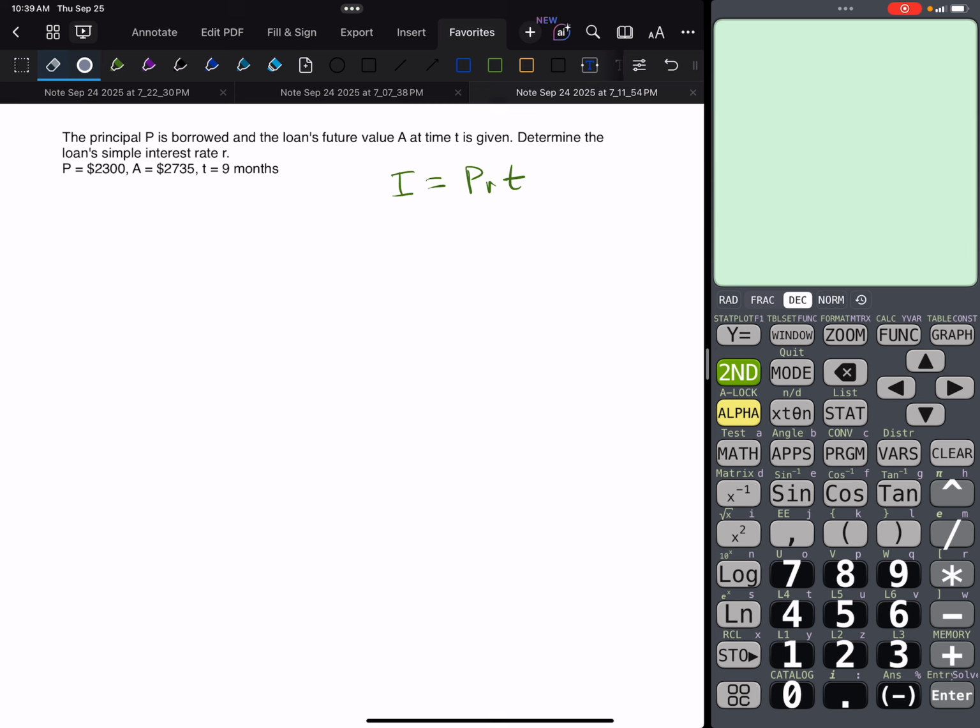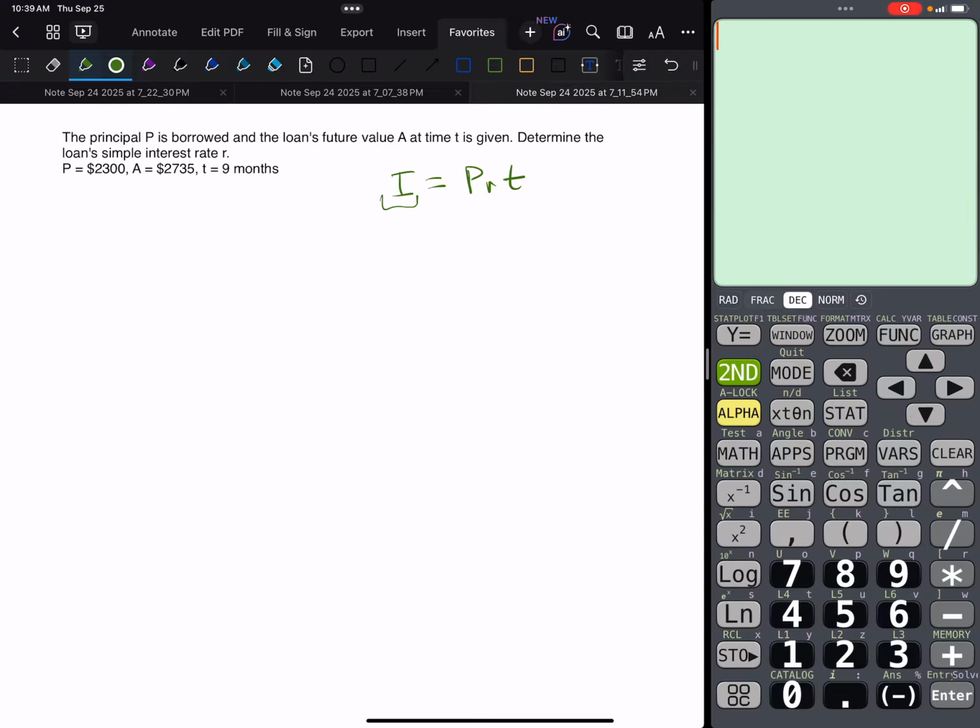And I've been given, instead of an interest value, the future value. A is typically, and in our textbook will be used as, the future value of the loan. And so I've been told that after 9 months, my total value is $2,735, whereas my initial investment was $2,300. So, what do I have? I have principal. I have time, but again, we're going to need to do a little bit of work to the time to use it in the formula because we want time in years. And then I'm looking for R, so it's okay that one's unknown.